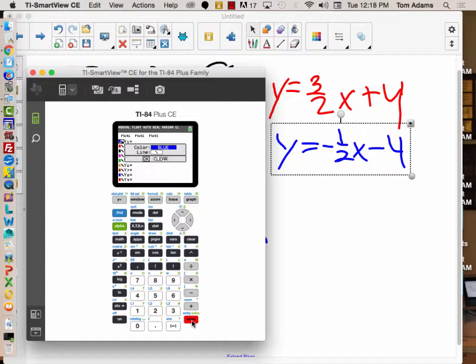Oh, should I match the colors? Let's match the colors. So I'm going to make this blue, red, right? That's the first one. All right, so my first one, which is in red, I'm just going to put in parentheses 3 divided by 2 times a variable x plus 4.